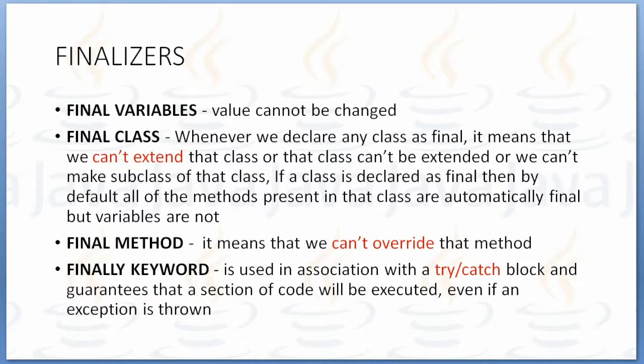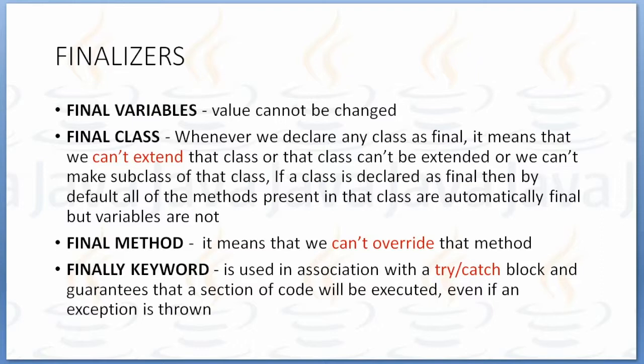Final class: whenever we declare any class as final, it means that class can't be extended. We can't make a subclass of that class. If the class is declared as final, then by default all the methods present in that class are automatically final, but not the variables, just the methods.